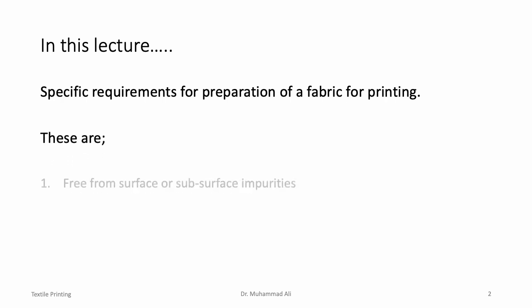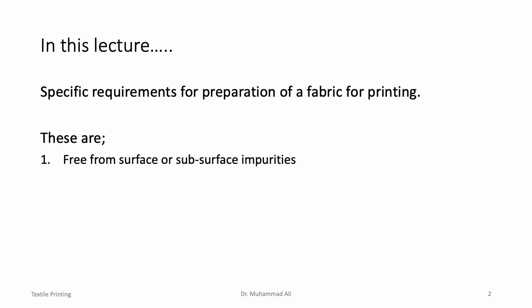These requirements include the fabric surface should be free from any impurities, whether these impurities are sitting on the surface, like dust or lint, for example, or any loose threads or fibers, those are called surface impurities, or any subsurface impurities, those are the impurities that are embedded within the structure of the fabric.